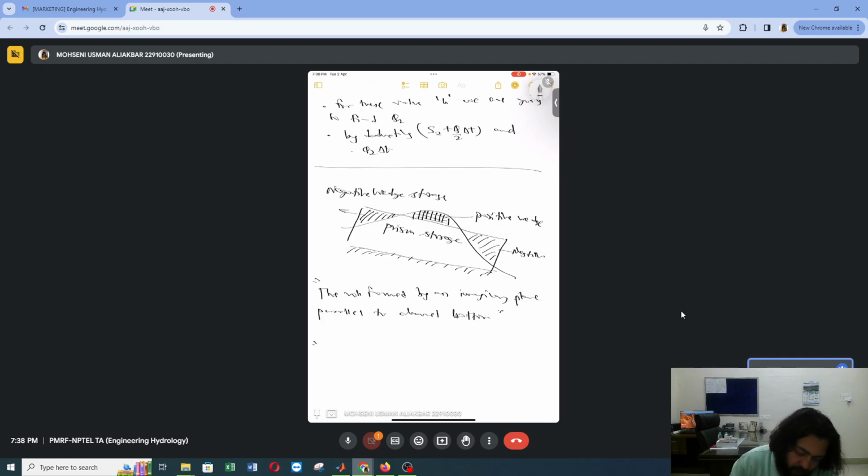And at the same time, what is wedge storage? The volume stored between the imaginary line and the actual water surface, the actual water surface profile, is known as wedge storage.